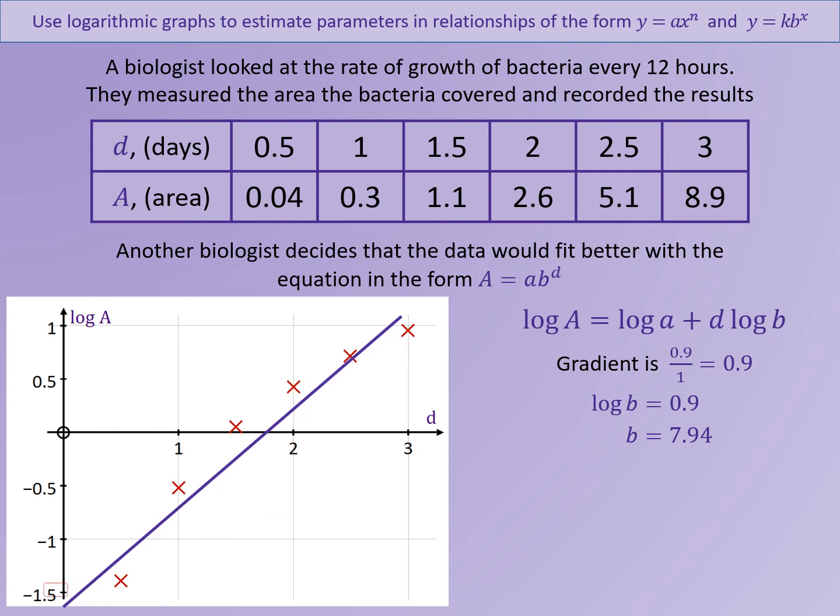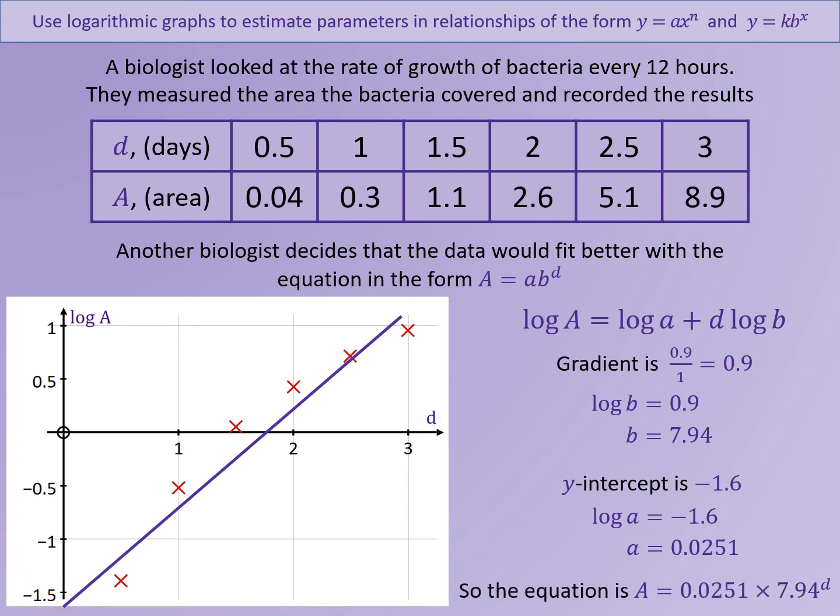And similarly, I can see that my y-intercept is minus 1.6. And comparing that with my linear model, I can see that that represents the value of log to base 10 of a. And if I rearrange my logarithm equation, then I can find that a is equal to 10 to the power of minus 1.6, which gives me an a value of 0.0251.